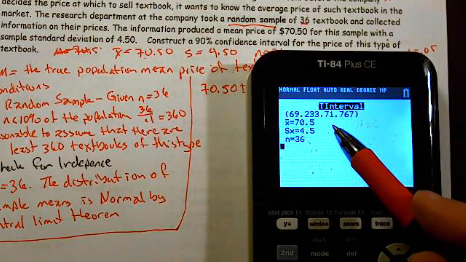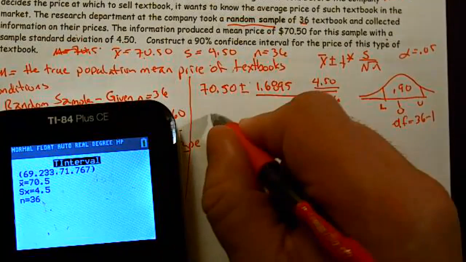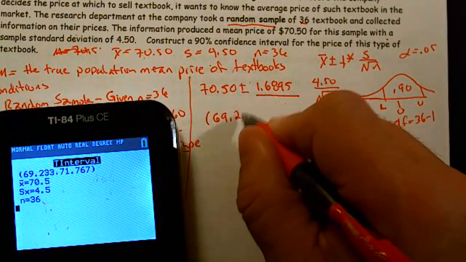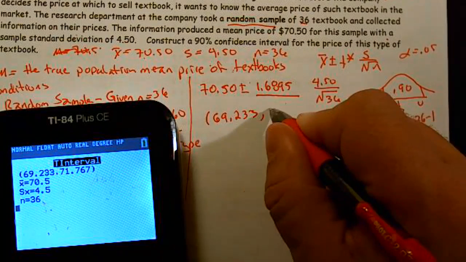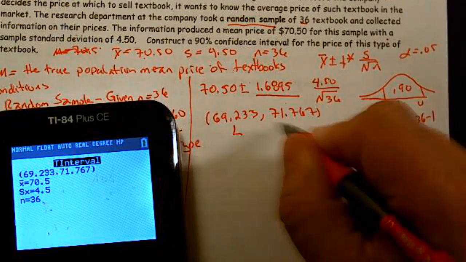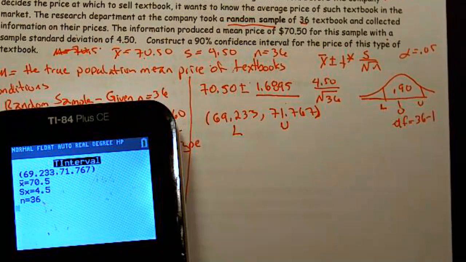And when I calculate that out, I ended up getting my interval, and my interval is 69.233 and 71.767. This is my lower bound, and this is my upper bound. So we have that done.